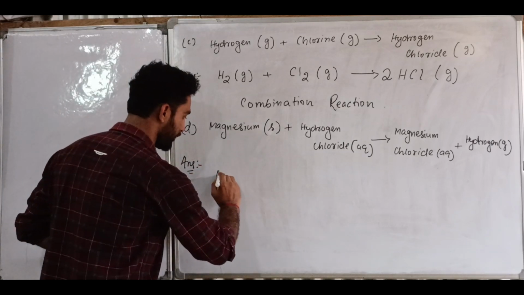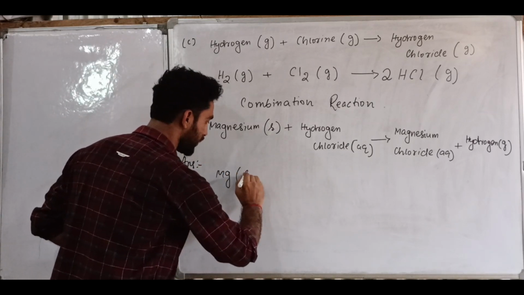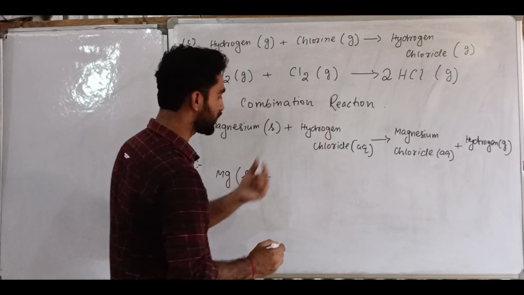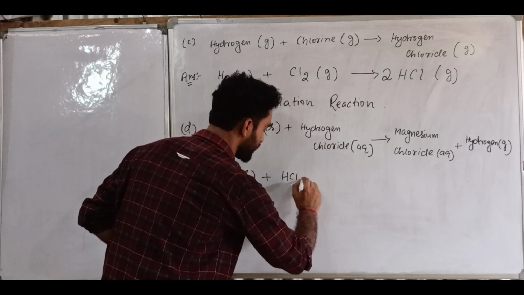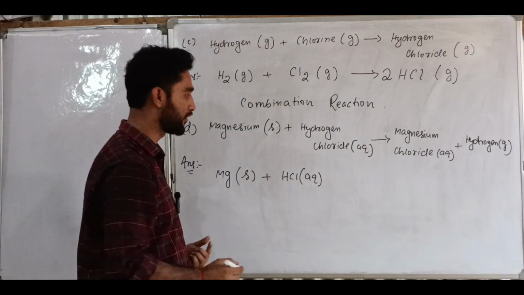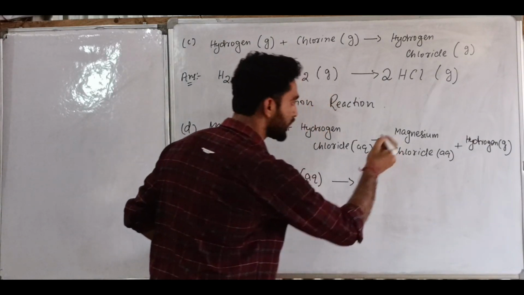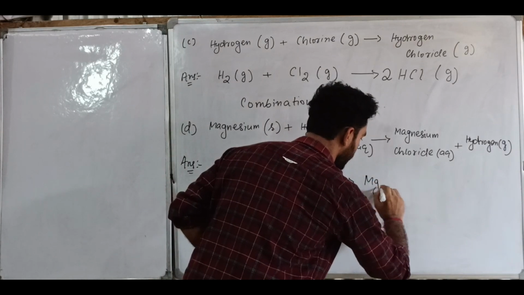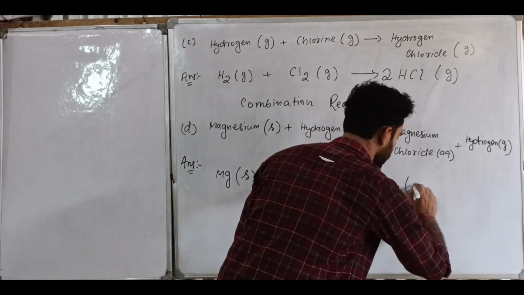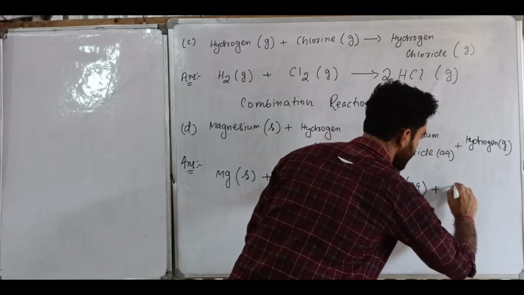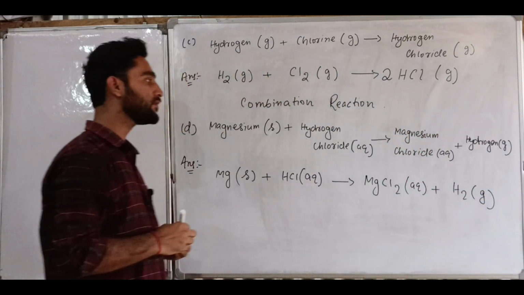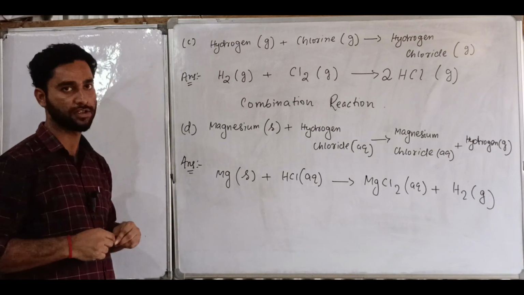Now the question number D. Magnesium is given in solid state. Magnesium reacts with hydrogen chloride, HCl. It is given as aqueous, which means an aqueous solution of hydrogen chloride. They formed magnesium chloride. The magnesium chloride formula is MgCl2, plus hydrogen gas.